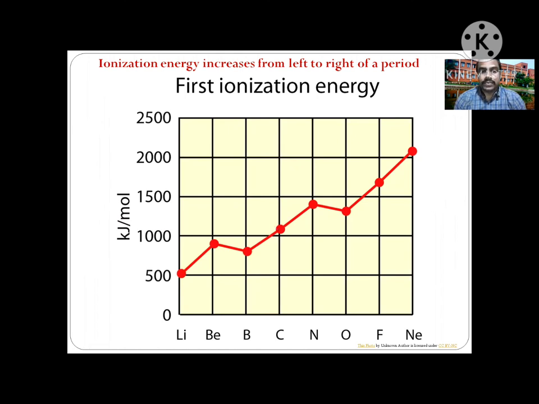There are two exceptions found here: the first ionization energy of boron is less than that of beryllium, and the first ionization energy of oxygen is less than that of nitrogen. The reason we discussed for this is stable electronic configuration. Beryllium's electronic configuration is 1s2, 2s2, whereas boron's is 1s2, 2s2, 2p1. 2p1 is a partially filled configuration, and in beryllium the 2s orbital is completely filled, and the s orbital has high piercing power. In boron, there is a partially filled configuration, one reason, and the p orbital has less piercing power than s. Because of these two reasons, the first ionization energy of boron is slightly less than that of beryllium.